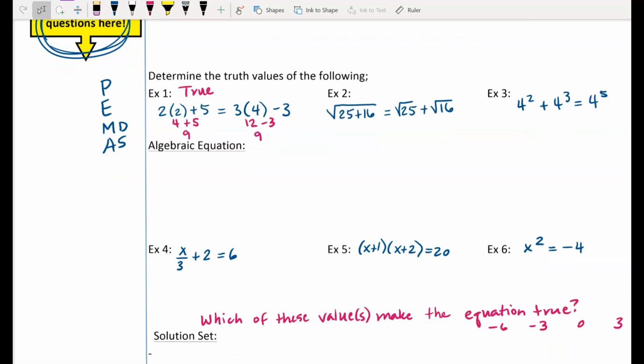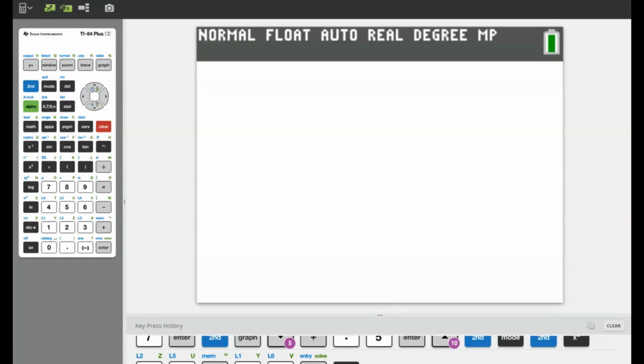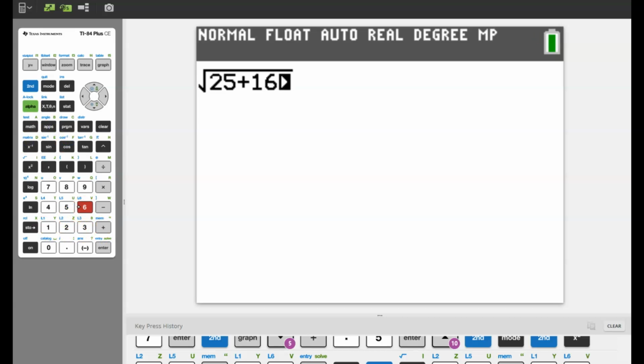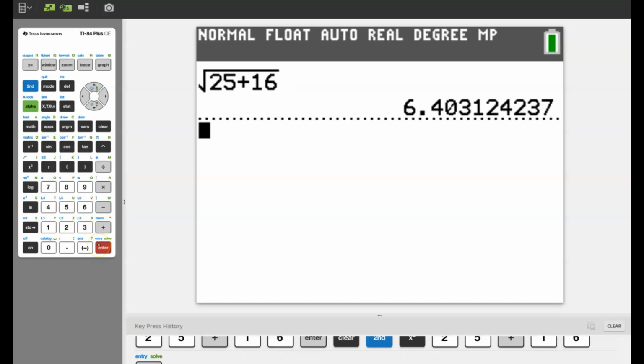Some of the math we can do in our head, but sometimes it's just easier to use a calculator. So in example 2, I'm going to put each side of this equation into my calculator. Be sure you know how to type this in as well. So the left side of that number statement said take the square root, so notice where those buttons are, of 25 plus 16, and all of that is under the square root symbol. I press enter and I get that answer, which is a decimal.